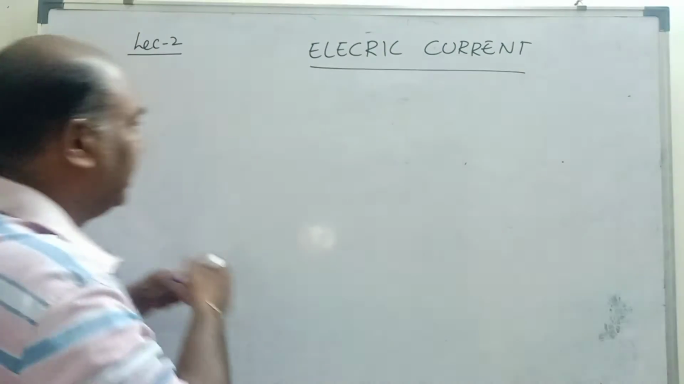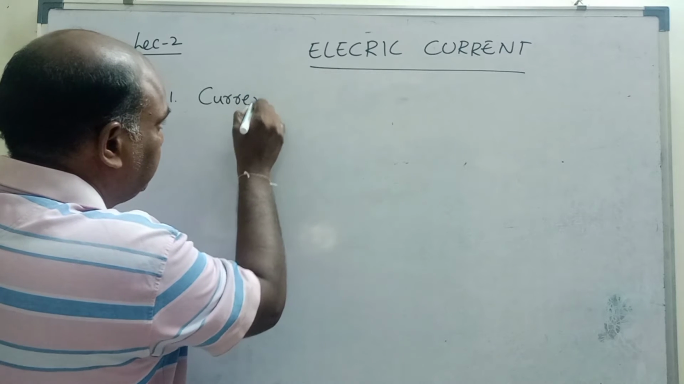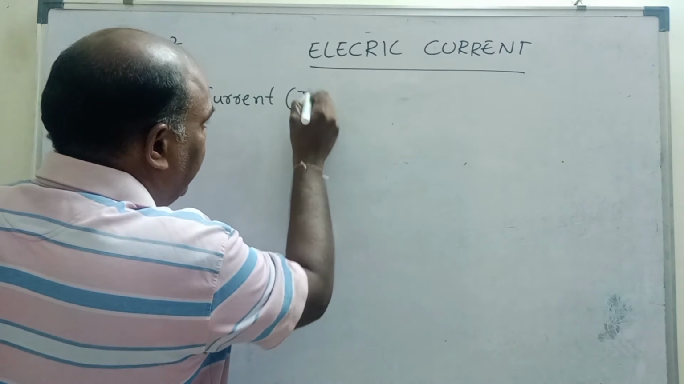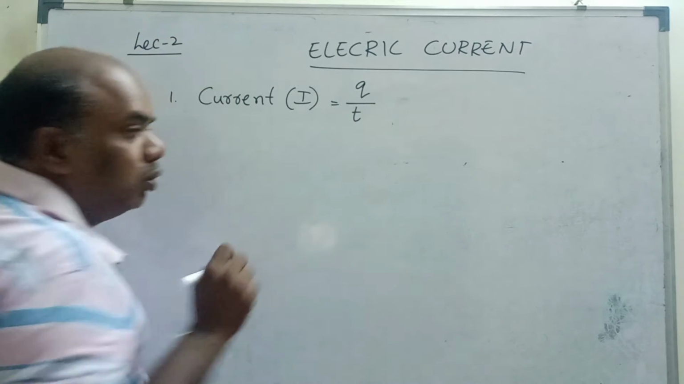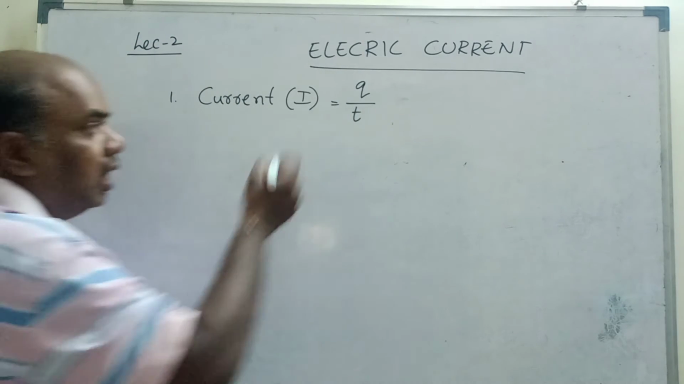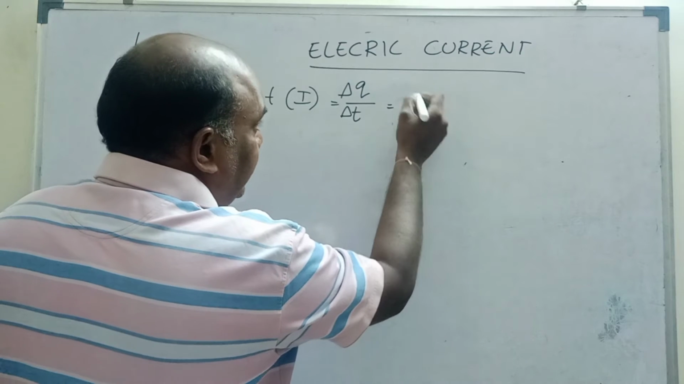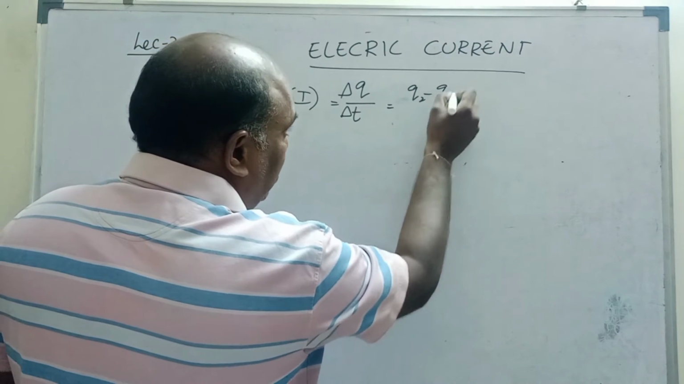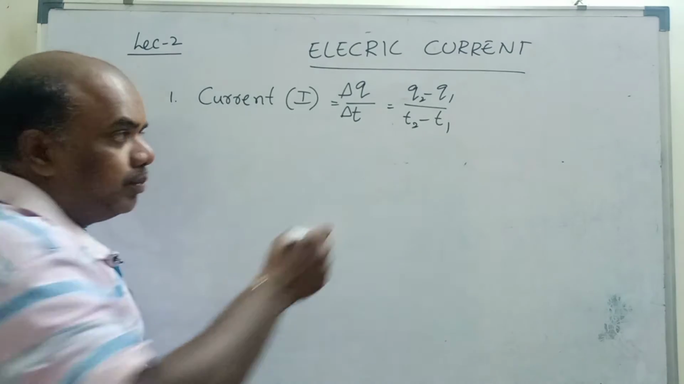What is meant by current? First definition, from the previous class. Current is denoted by I. Current is nothing but the rate of flow of charge, Q by T, or you can write it as delta Q by delta T. Delta Q means Q2 minus Q1, divided by T2 minus T1. Charge difference by time difference.